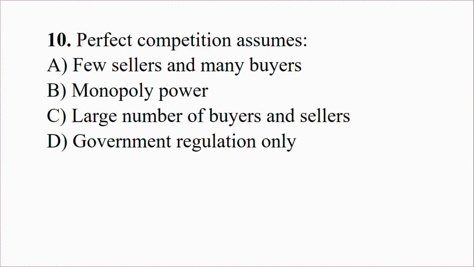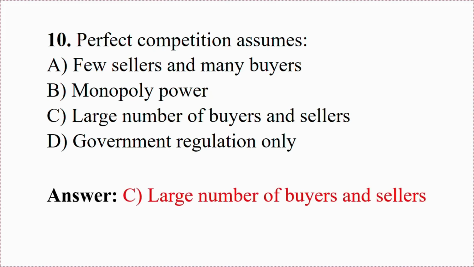The next question is perfect competition assumes A. Few sellers and many buyers, B. Monopoly power, C. Large number of buyers and sellers, D. Government regulation only. So the correct answer is C, that is large number of buyers and sellers.